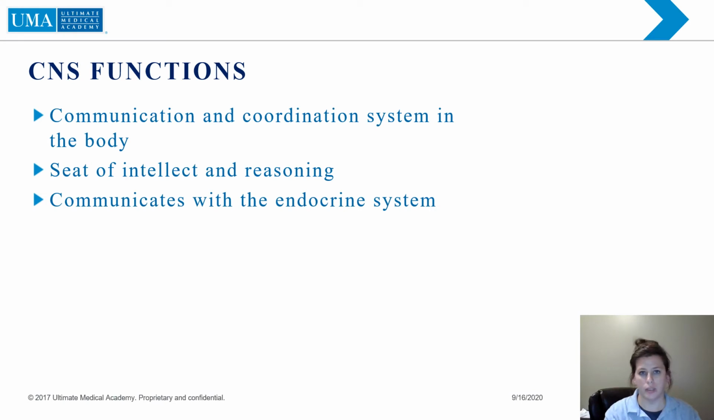The central nervous system has three main functions. First, to communicate and coordinate within the body. This is done by receiving messages from stimuli all over the body, interpreting these messages within the brain, and then responding to those messages by carrying out activities. The second is that the brain is the seat of intellect and reasoning within the body itself. The third, it communicates effectively with the endocrine system when needed.